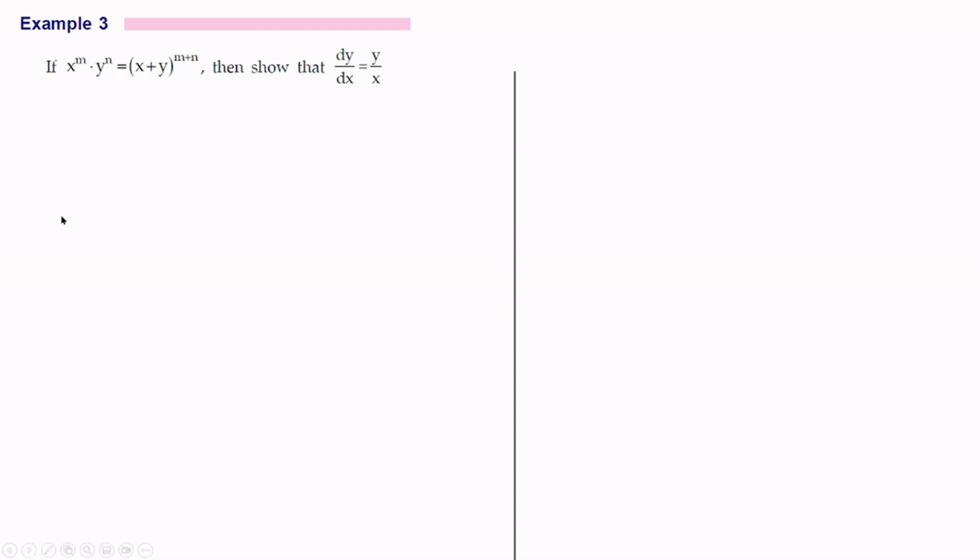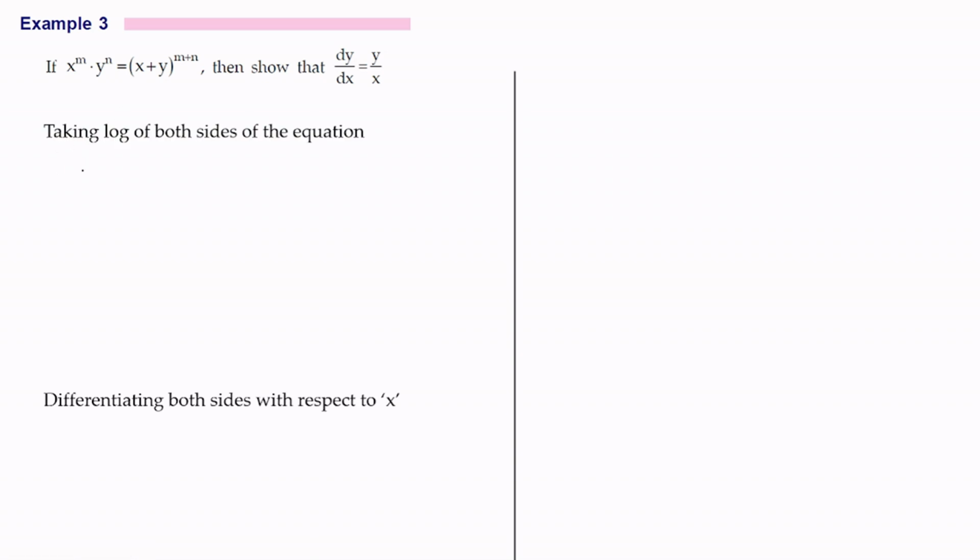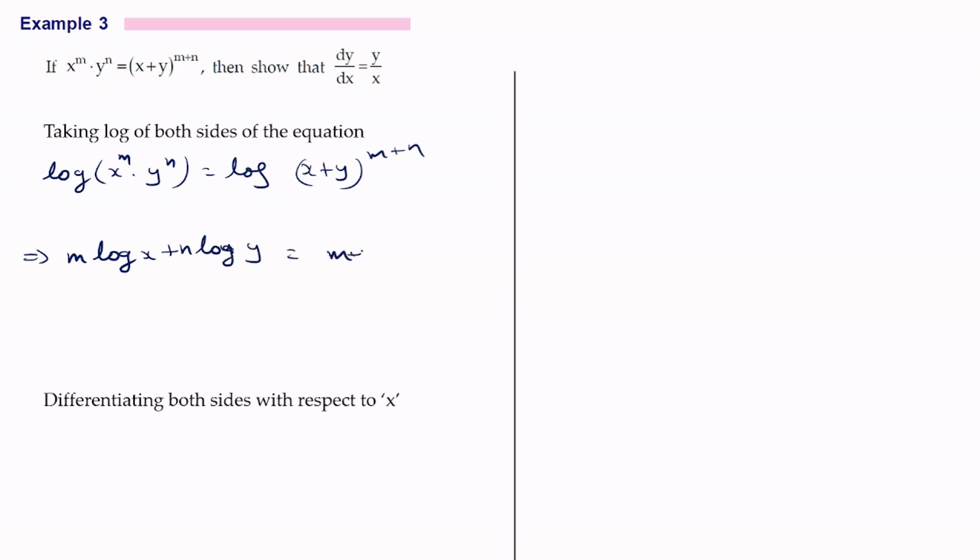Next we have: if x raised to m into y raised to n equal to (x plus y) the whole raised to m plus n, then show that dy by dx equal to y by x. So let us take log on both sides. Log of x raised to m into y raised to n is equal to log of (x plus y) the whole raised to m plus n. So this is log x raised to m plus log y raised to n, so this is m log x plus n log y. This is equal to (m plus n) into log of x plus y.